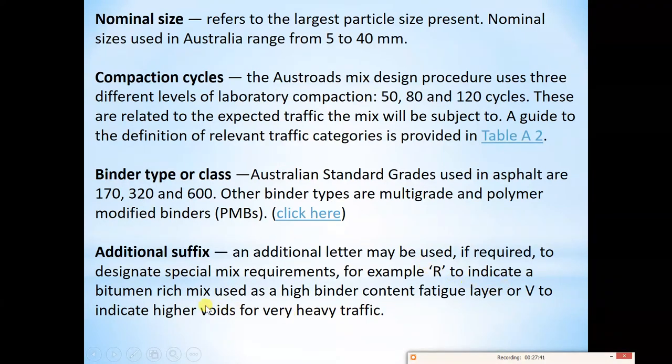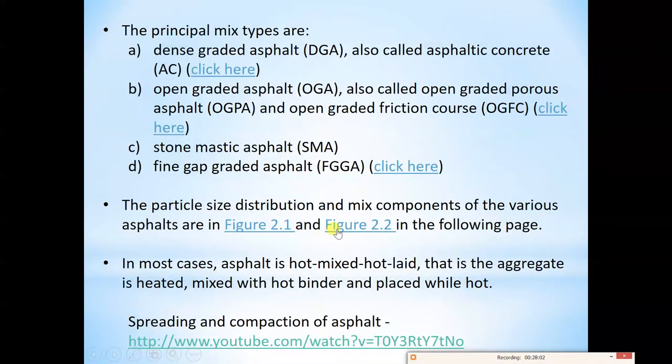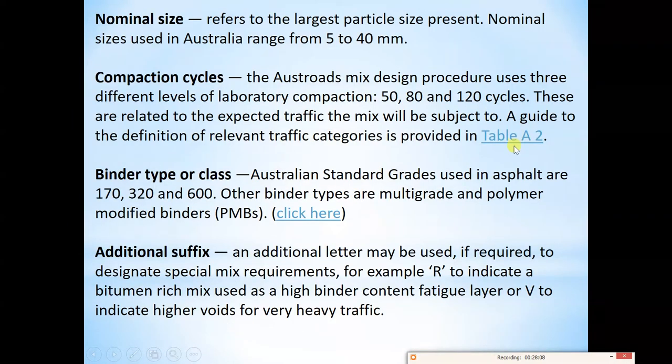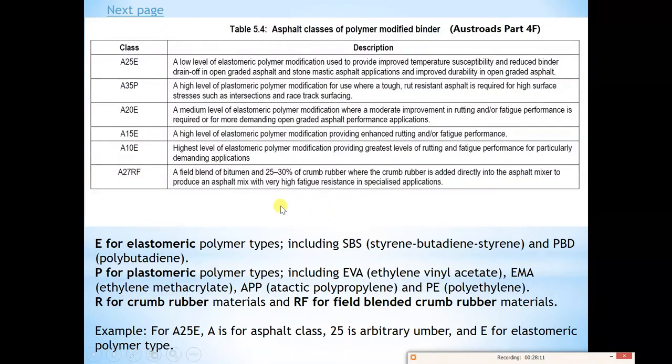For example, R is to indicate a bitumen rich mix, used as a high binder content fatigue layer, or a V to indicate high void for very heavy traffic. So for example, the R here, in this case, is for crumb rubber entered into the mix.